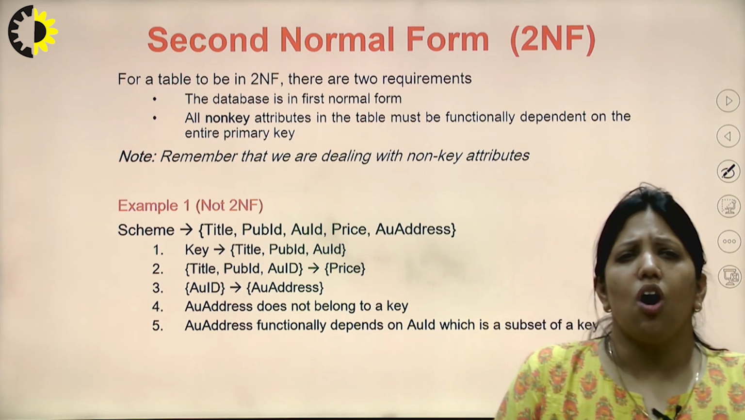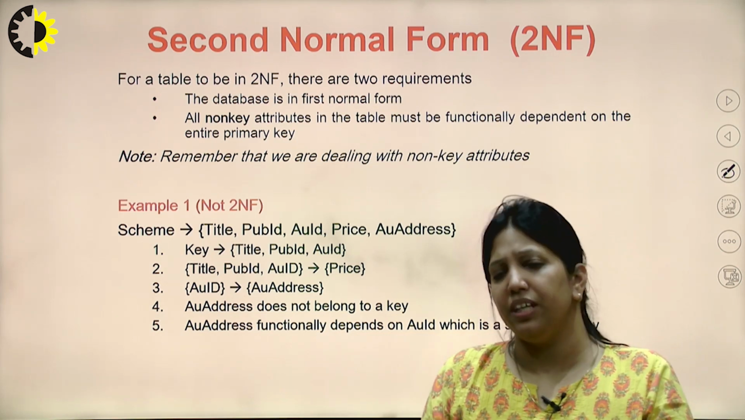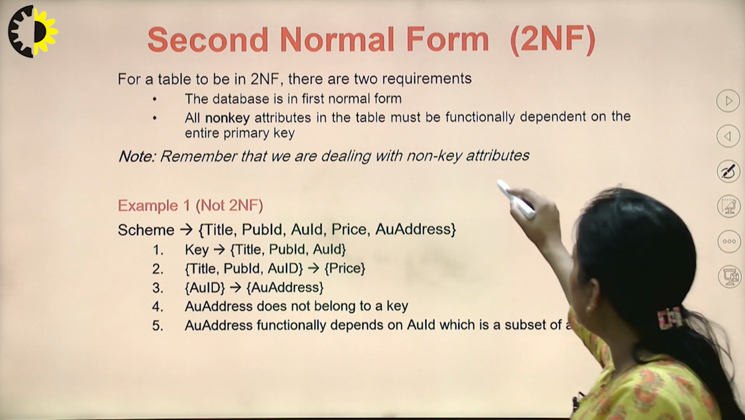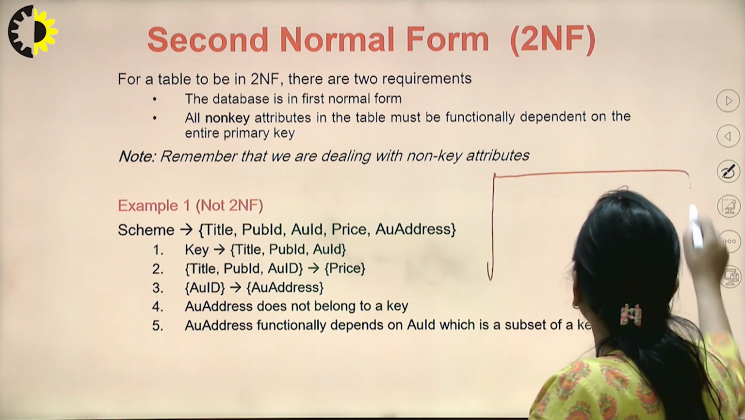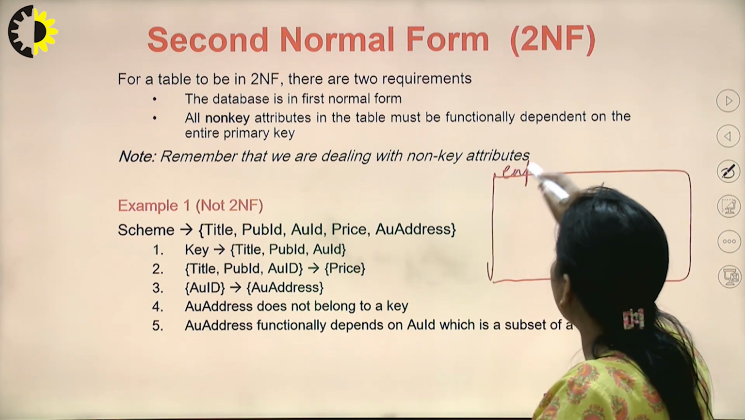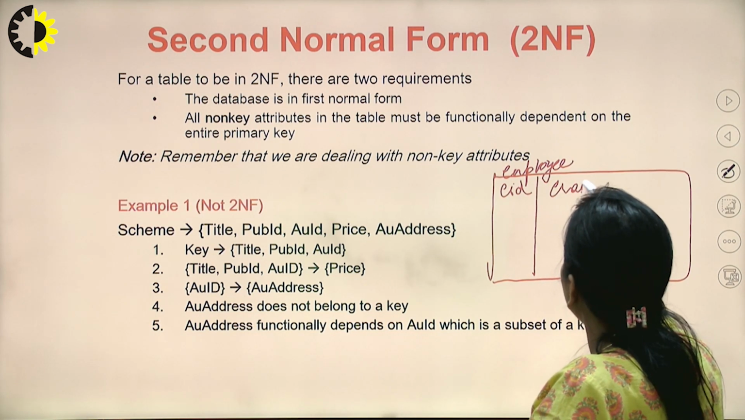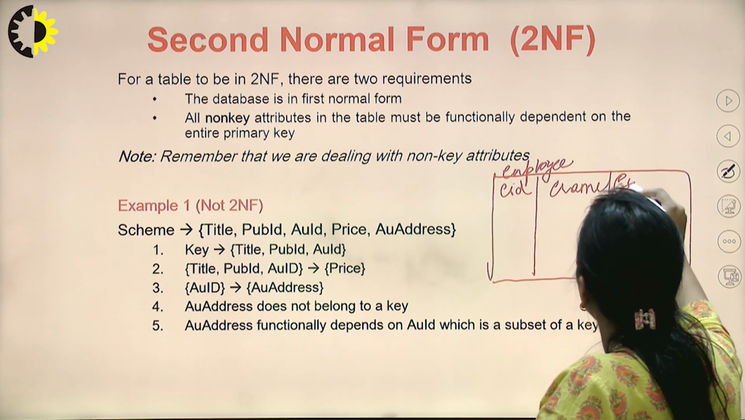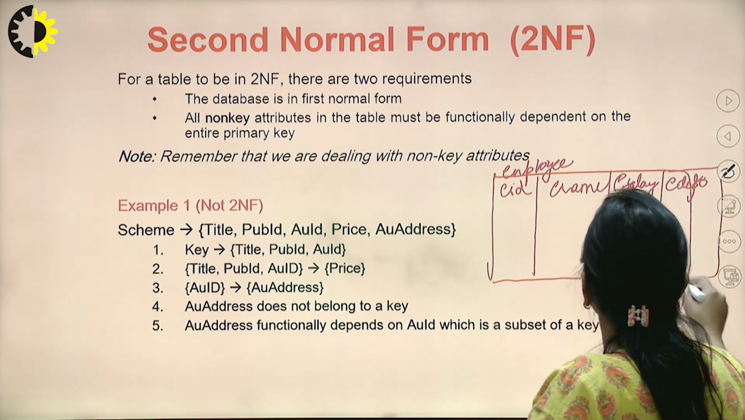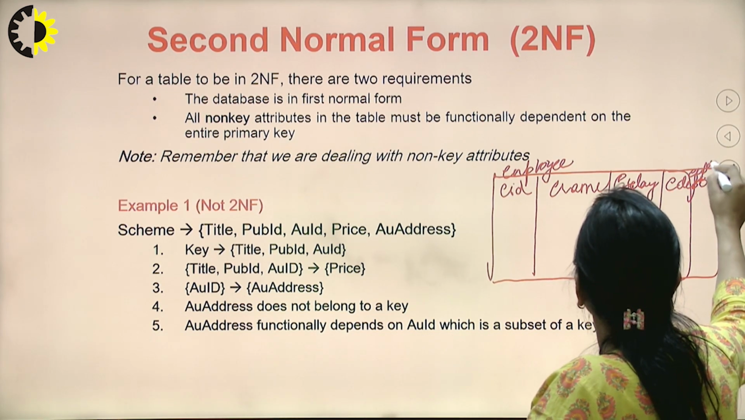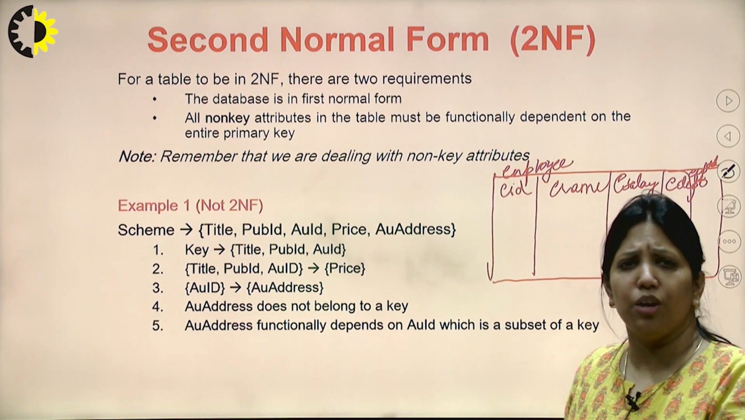The second requirement is that all non-prime attributes in the table must be functionally dependent on the primary key. For example, what are the non-prime attributes? First, we discuss the non-prime attributes. For example, this relation is given to us, the table of the employee, in which we have employee ID, employee name, employee salary, employee department, employee address. This information is given to us. We will check whether this relation is in second normal form or not.